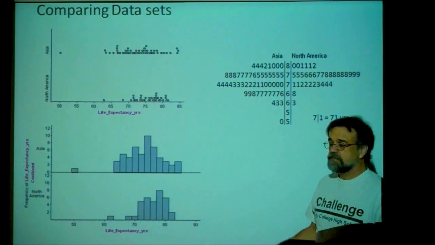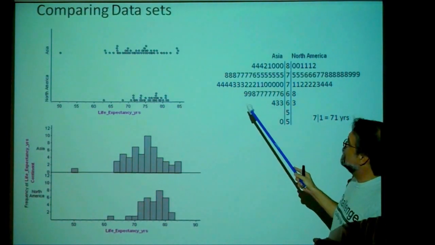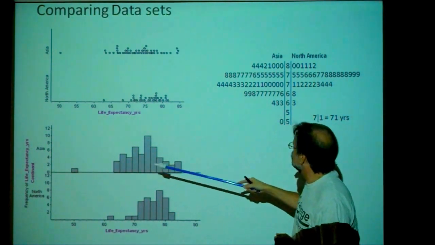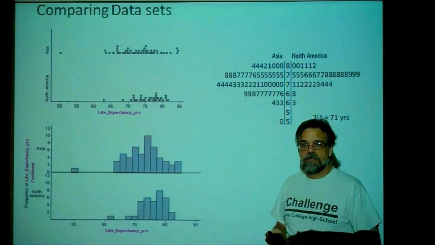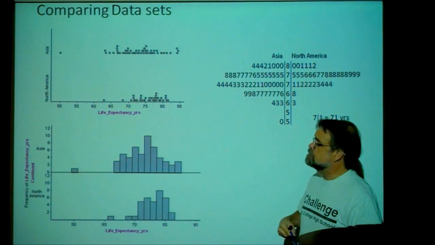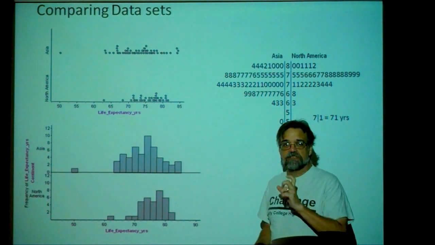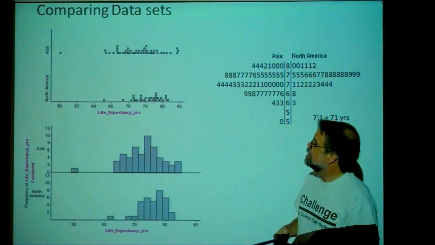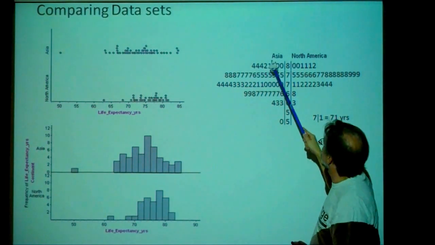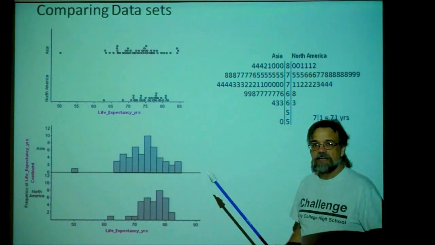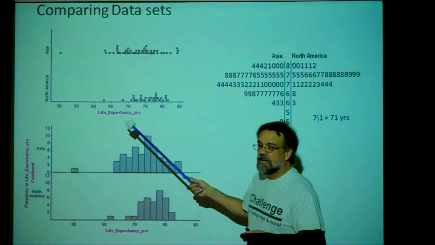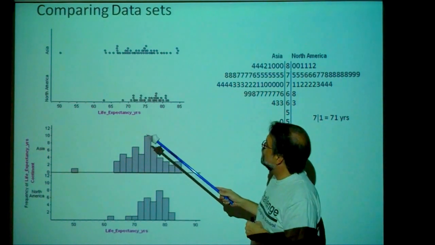Now, here is the life expectancy data again, and I'm looking at dot plots, histograms, and stem plots, these three different ways of displaying data. Except this time I've taken our life expectancy data and I've split it up. I'm just looking at a subset, actually two subsets of the data. I'm looking at Asia and North America. And in each plot, I've split them apart. And each time, I've kept the same scale for both data sets.